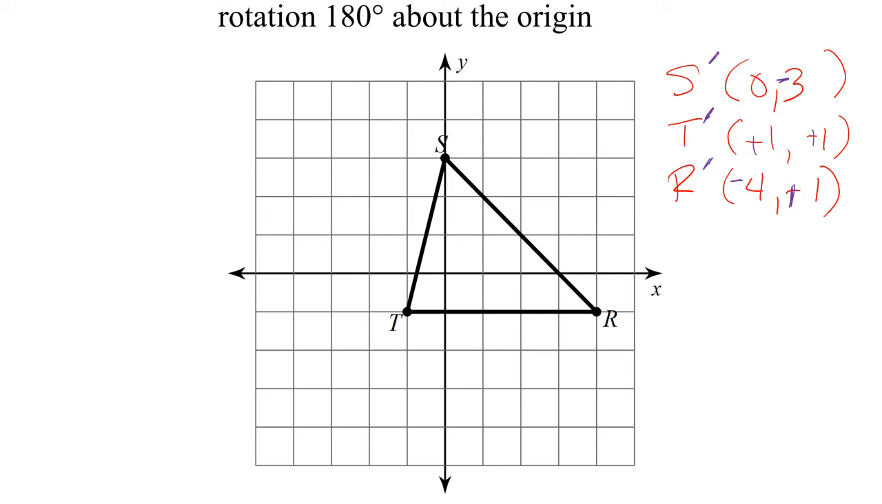So now let's go ahead and plot it. S prime is at 0, -3. So 0, -3 here, S prime. See, those would line up in a straight line, the S and S prime. Okay, T prime is at 1, 1, which is here. Look, those would line up in a straight line. And then R prime is at -4, +1. And those would line up in a straight line. So we got R prime. So now all I have to do is complete the triangle. And there's my 180-degree rotation.